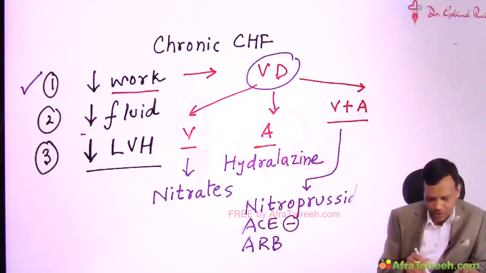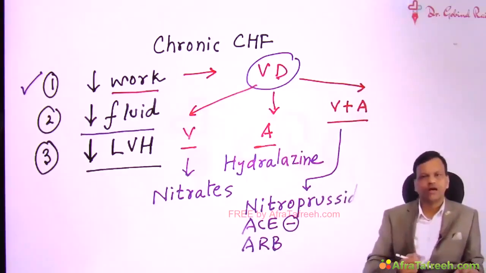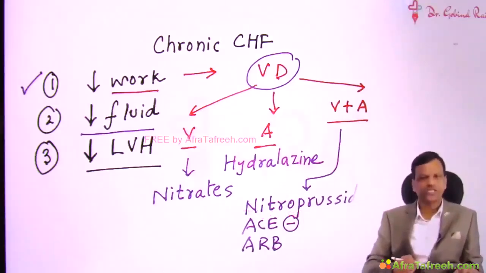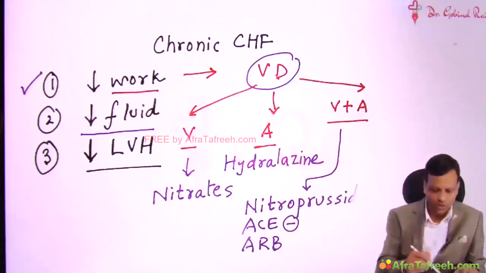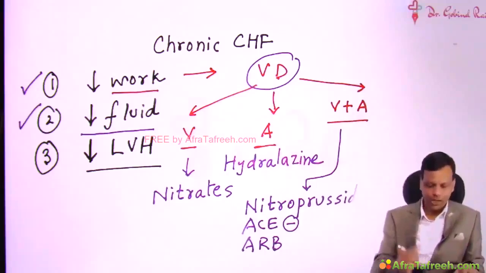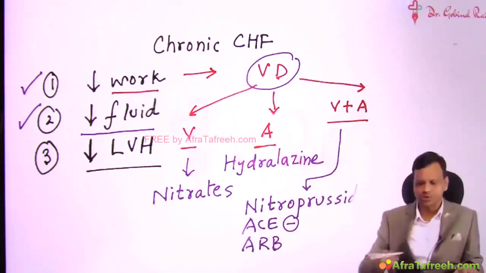Now the second aim is to remove fluid. And fluid we already know can be removed by diuretics. And we discussed two types of diuretics, loop and thiazides. So in case of congestive heart failure, we will prefer loop diuretics because we have to remove a large amount of fluid from the body. So loop diuretics, which we have already covered. Now the third and most important aim is to reverse the left ventricular hypertrophy.